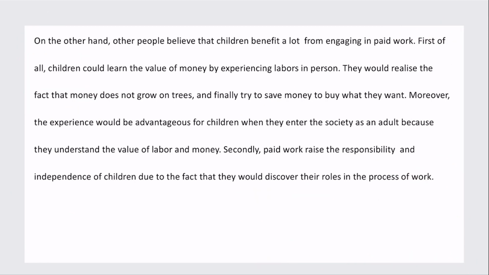On the other hand, other people believe that children benefit a lot from engaging in paid work. First of all, children can learn the value of money by experiencing labor in person. Okay, they could realize the fact that money does not grow on trees. I can't tell you how many times my parents have said that to me. That's a good phrase, and this is one of those examples of less common vocabulary, which is very good. And finally, try to save money to buy what they want. Moreover, the experience would be advantageous for children when they enter society as adults because they understand the value of labor and money. Okay.